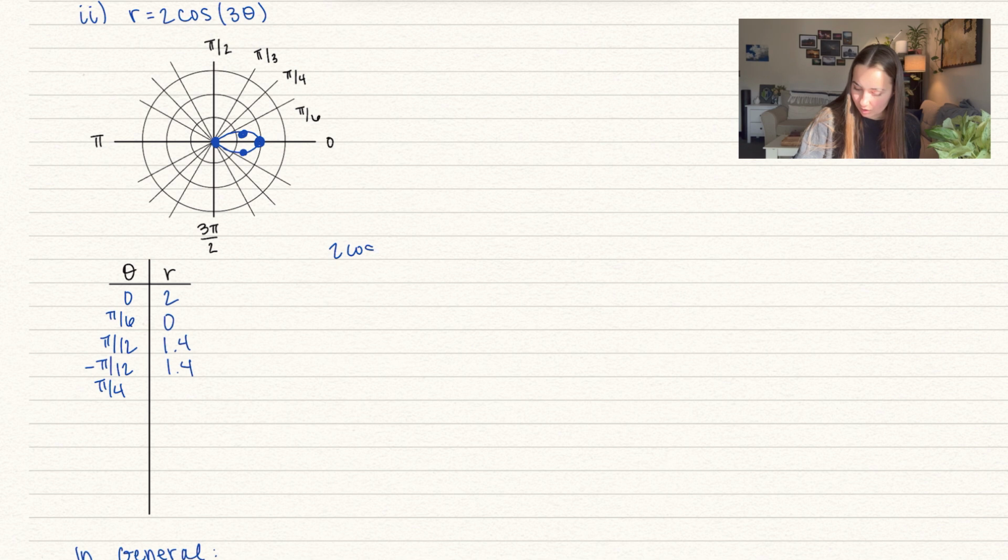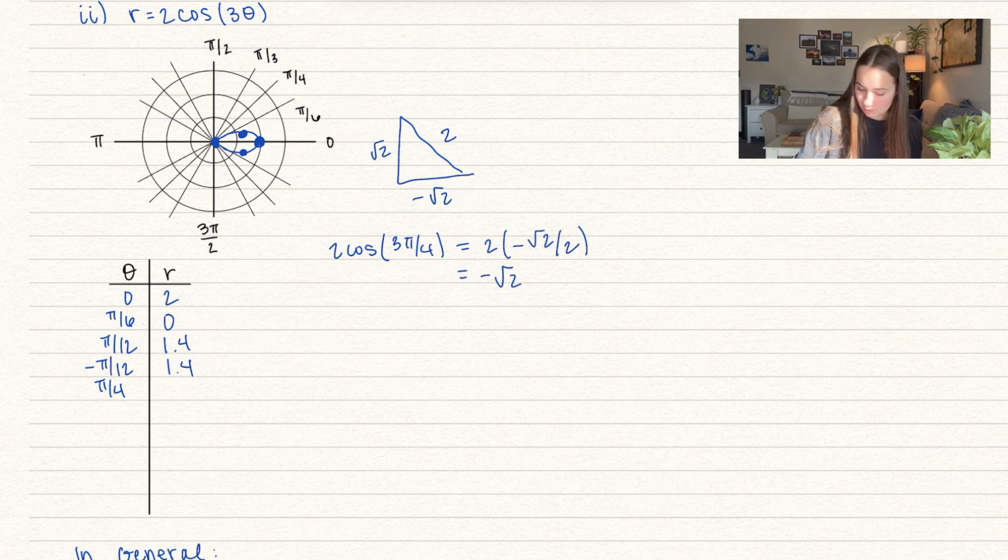We get 2 cosine of 3 pi over 4. That is equal to, so that's in this quadrant, 3 pi over 4. So negative root 2 over 2. Cosine is adjacent. We're going to go 2 times negative root 2 over 2, right? So that's going to be negative root 2. So at pi over 4, we need to go backwards. This is going to be a radius of negative 1.4. So if we go backwards, we're actually going to extend in the 5 pi over 4 direction, right? So that's going to go out a distance of 1.4, which is going to be right about there.